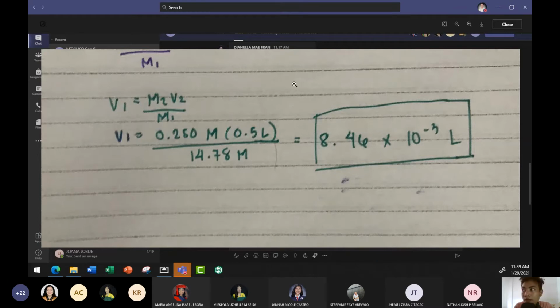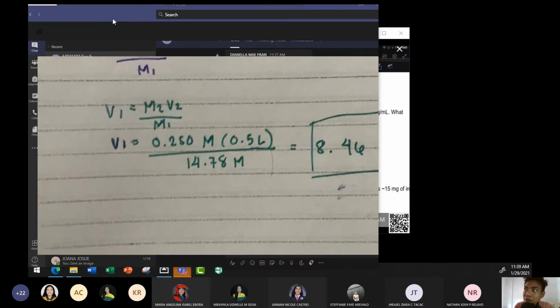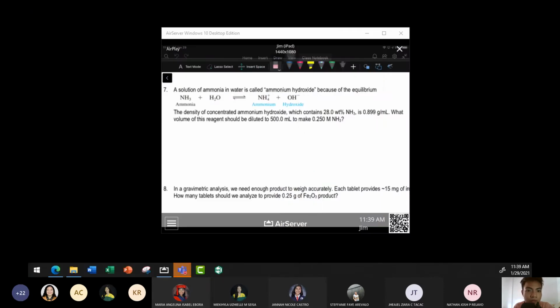Pag dilution calculation, it's okay kahit hindi nyo na i-convert to liters. Pero this is correct pa rin naman. So the answer in liters is 8.46 times 10 raised to negative 3. In ml, that's 8.46 ml. If your answers are close enough to what was shown sa ating discussion, then you're good to go. So thank you, Andrea Janine.